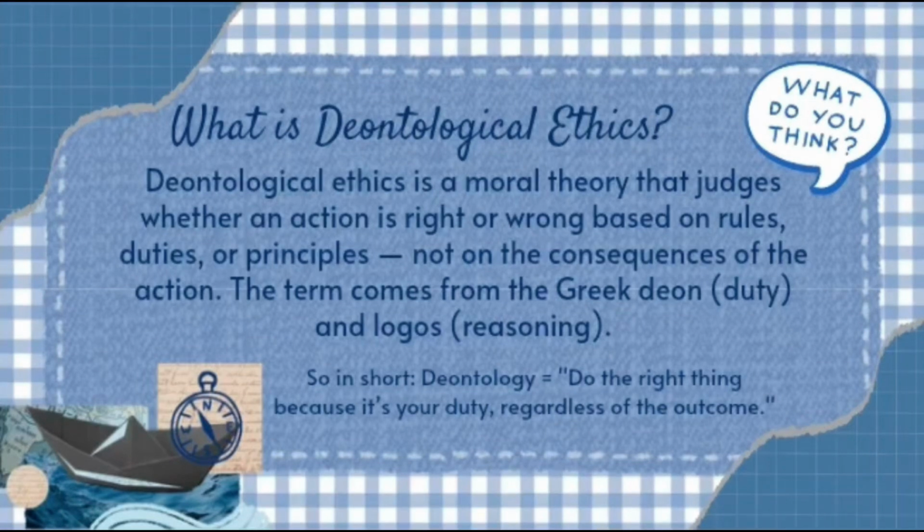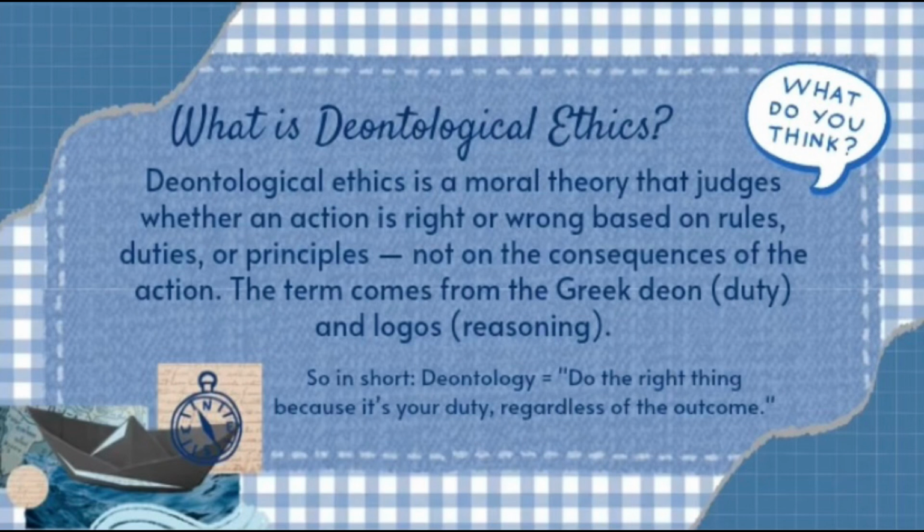In simple terms, deontological ethics is a moral theory that focuses on the inherent rightness or wrongness of actions themselves, rather than their consequences. It suggests that certain duties or rules should be followed regardless of the outcome. For example, a deontologist might argue that lying is always wrong, even if it could lead to a positive result, because lying itself violates a moral duty.